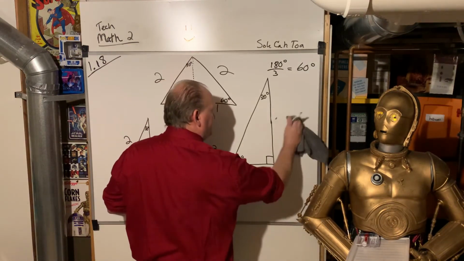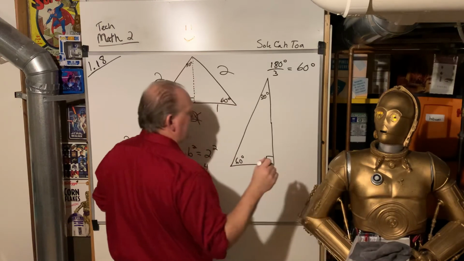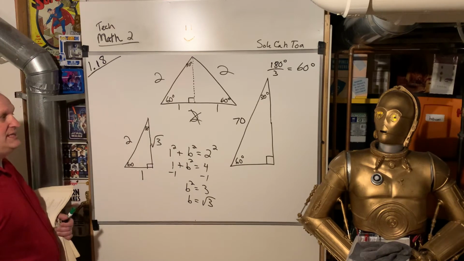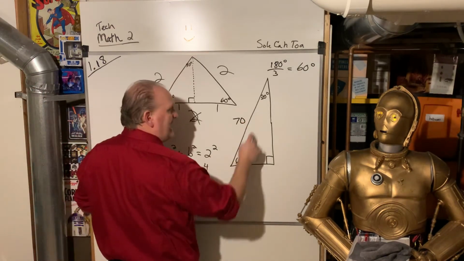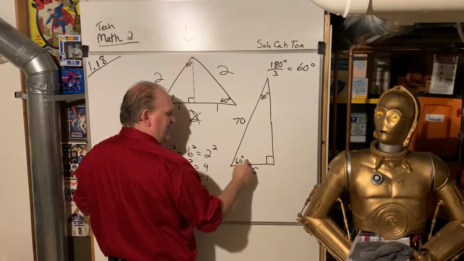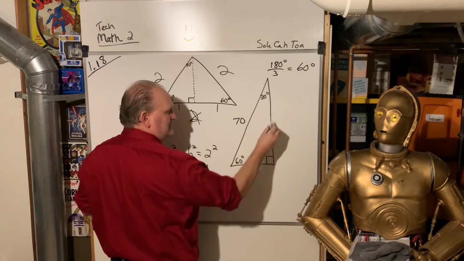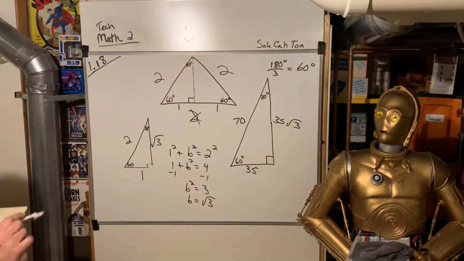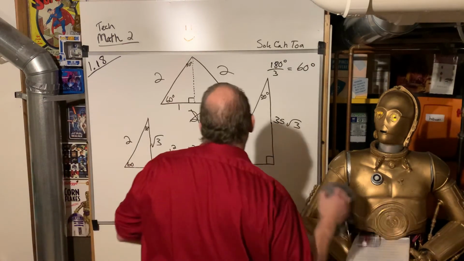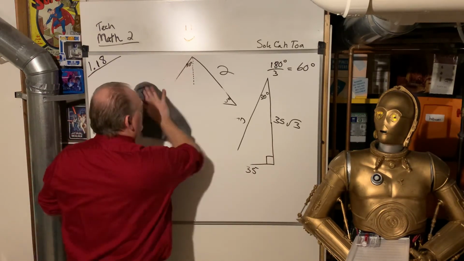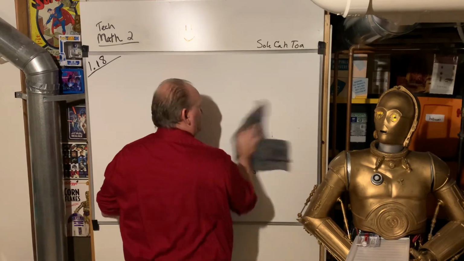What if instead of that, I gave you this side was 70? If you knew the hypotenuse was 70 on a 30, 60, 90, well then you know the side opposite the 30 is always half of that. So it's 35. And then the side opposite the 60 is always whatever this side is times the square root of 3. And so no matter what, if you have one side of a 30, 60, 90, you have all three sides. Okay? Same as if you have one side of a 45, 45, 90, you have all three sides. It's always the same ratio.